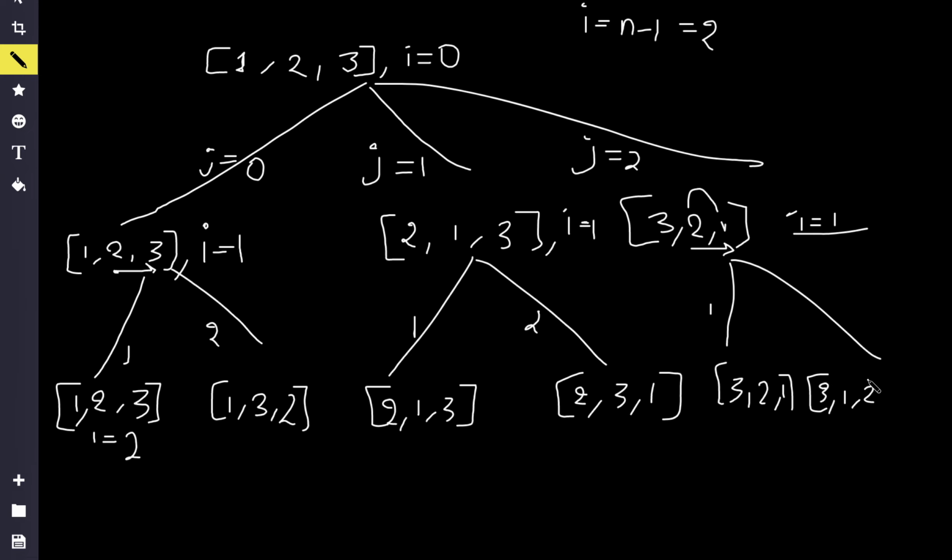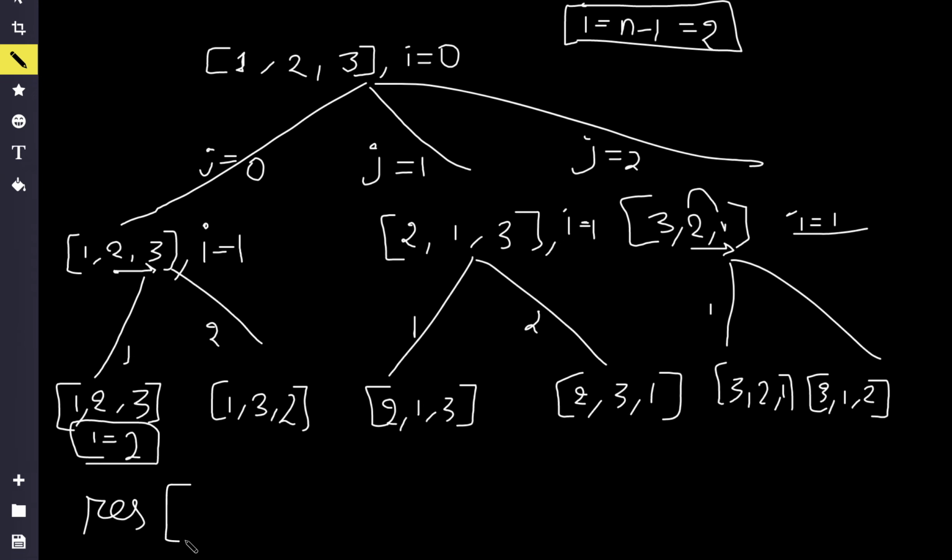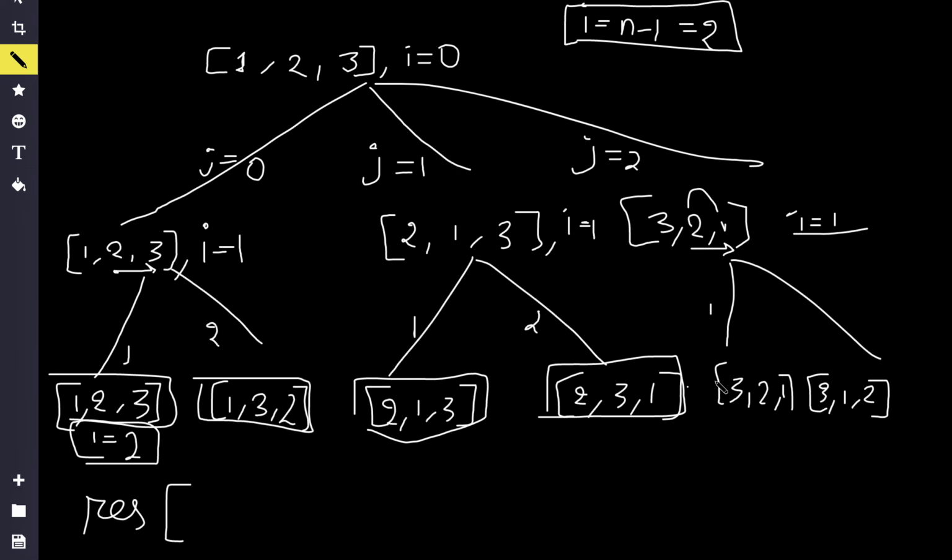In each of these cases, our i was 2. So we will check this condition whether our i is equal to 2 or not. If our i is equal to 2, then we will add this in our result array and we will break the loop. We will not continue further. So this will be in our result, this will be in our result because i is equal to 2. So everything which is at this depth will be in our result. So these are our results.